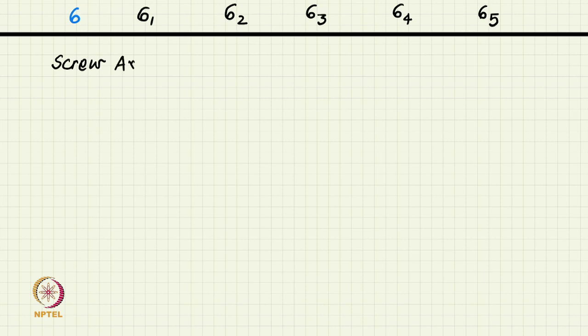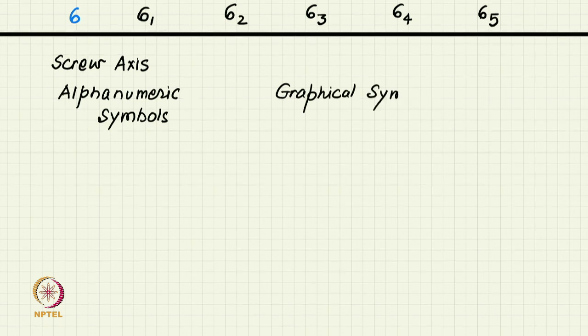So for screw axis, we can call the symbols which I have just given you alphanumeric symbols, and now I also want to give you the graphical symbols. These are used when in international tables the space groups are represented and their symmetry elements are shown. So those graphical symbols will be used.